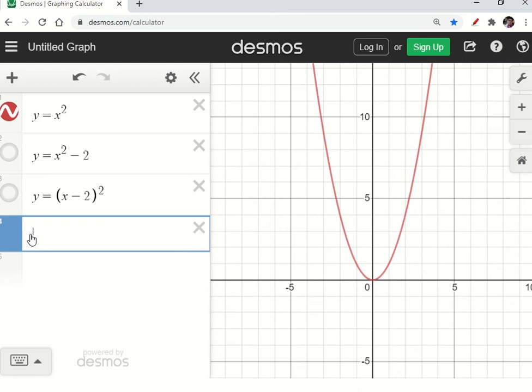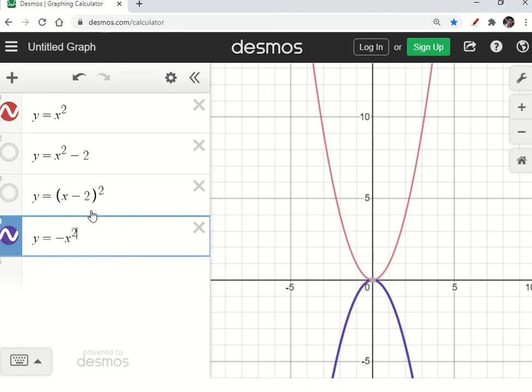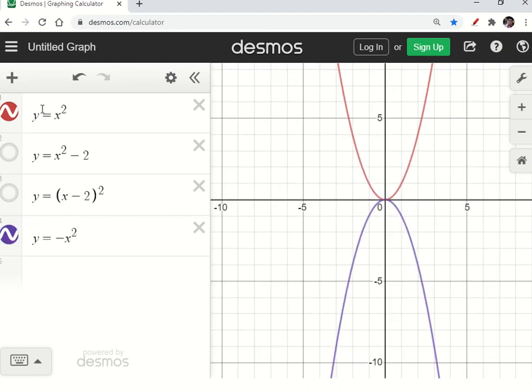Next, if we multiply the function by a negative value, what happens? For the graph y equals x squared, when we multiply by a negative, all the y values become negative y. The x squared is the y here, so all the values become negative. Therefore, the graph has been reflected.